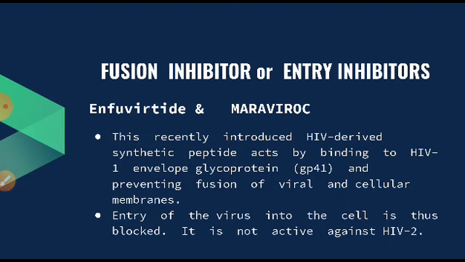Enfuvirtide and maraviroc. This recently introduced HIV-derived synthetic peptide acts by binding to the HIV-1 envelope glycoprotein GP41 and preventing fusion of the viral and cellular membranes. So you remember the GP41 that was on the envelope? They bind there and inhibit it. Entry of the virus into the cell is thus blocked. It is not active against HIV-2.